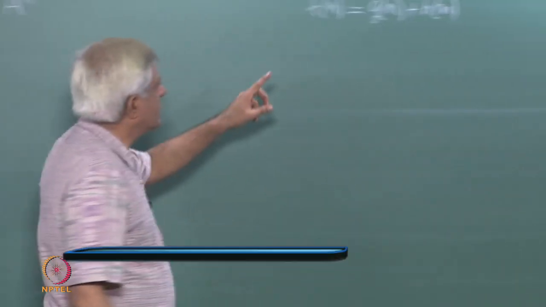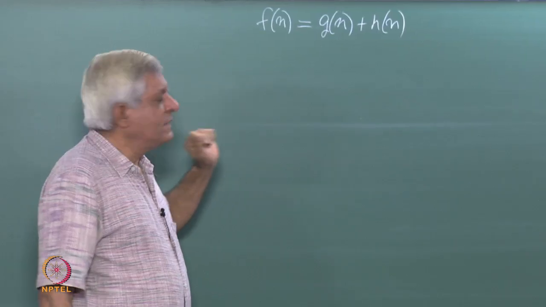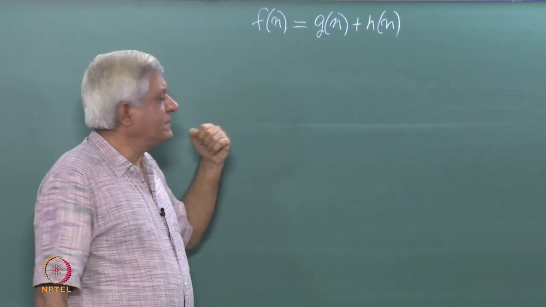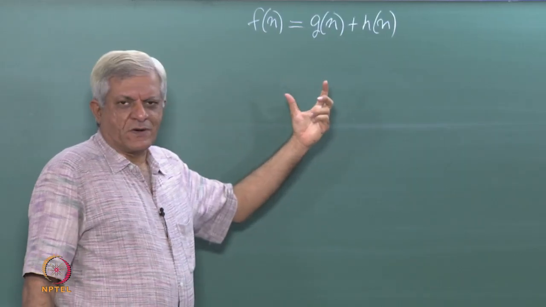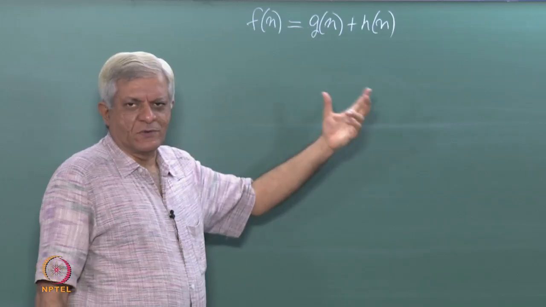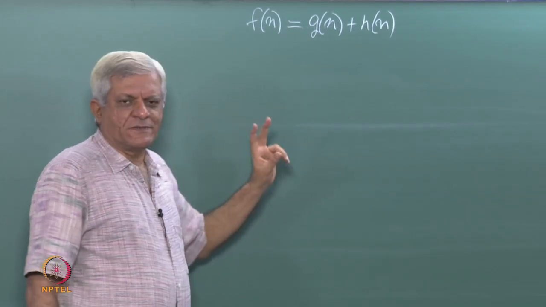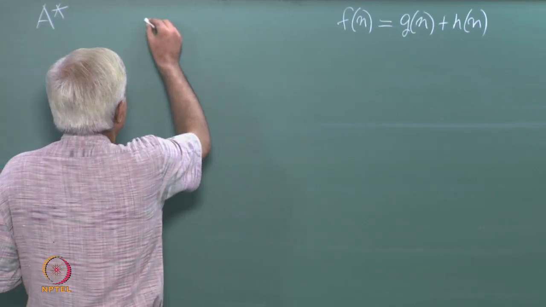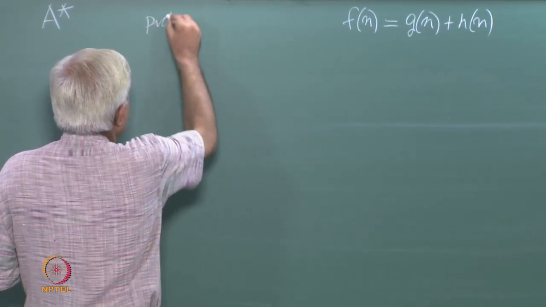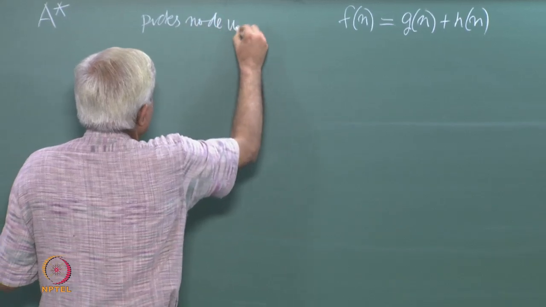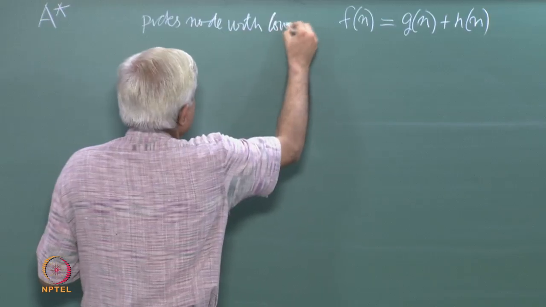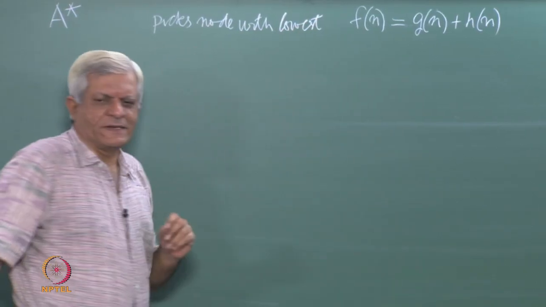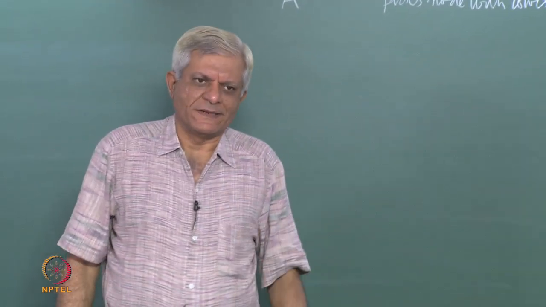where g(n) is the known cost up to node n from the start node, because it has explored part of the space, and h(n) is the estimated cost from node n to the goal node essentially. So, it uses a combination of these two functions and basically picks the node with the lowest f(n) at every point of time from the open list essentially.